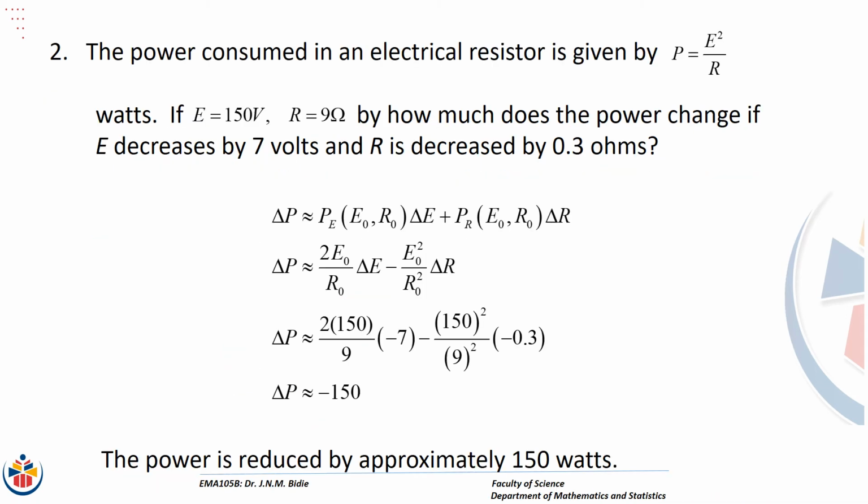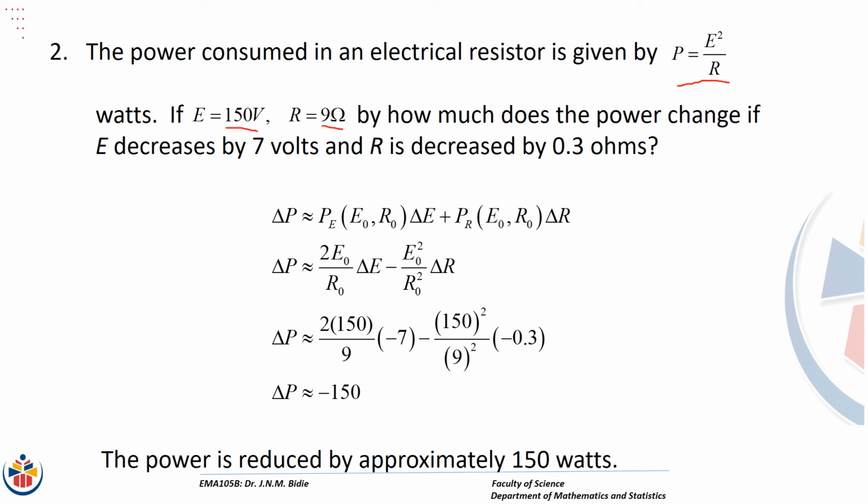Number 2, now we are looking at the applications to electrical circuits, because here we've got the power that has been consumed by an electrical resistor, and the formula has been given. P is equal to E squared over R, and is measured in watts. E is 150 volts and R is 9 ohms.